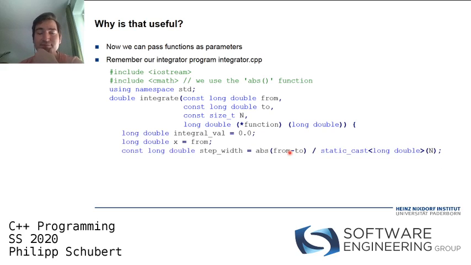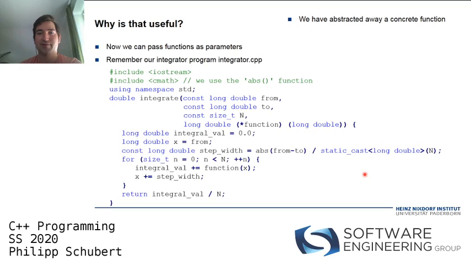And then you have your ordinary integration code. And here at this point you just call the function pointer. And yeah, congratulations, you have now abstracted away a concrete function. So you can now integrate every function that matches this function pointer signature, really.